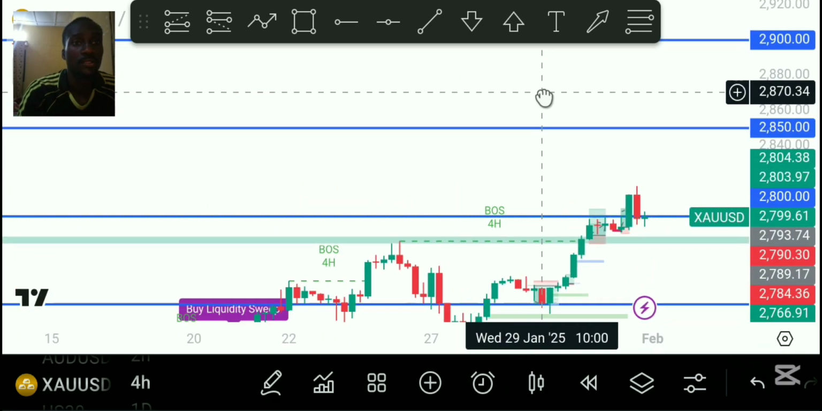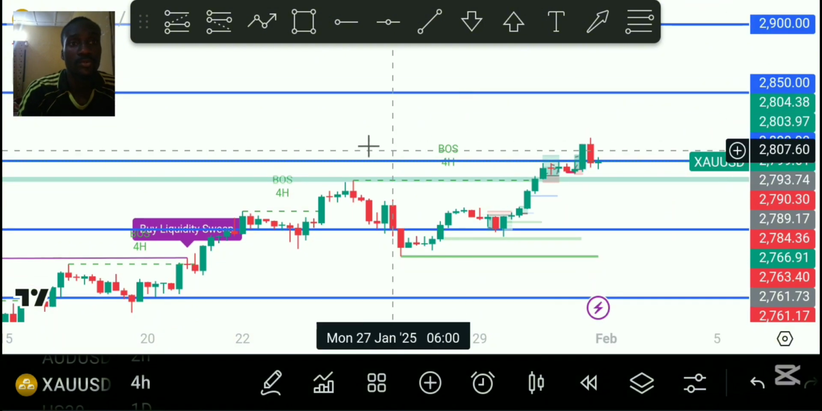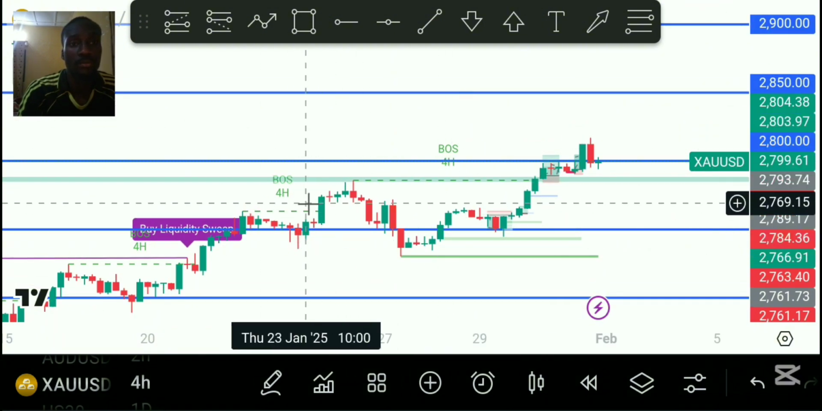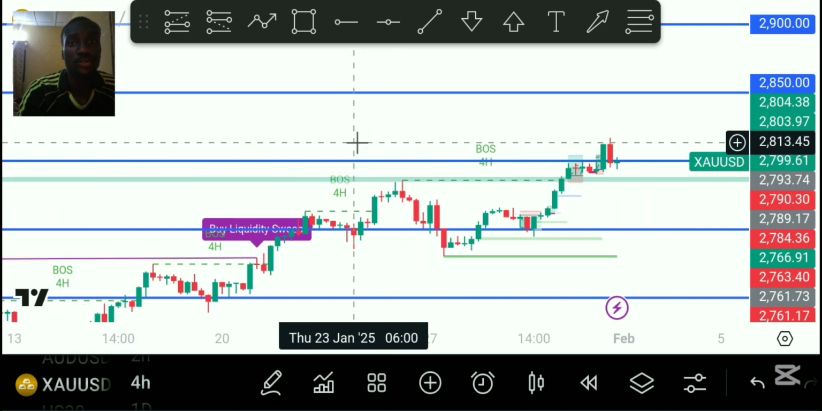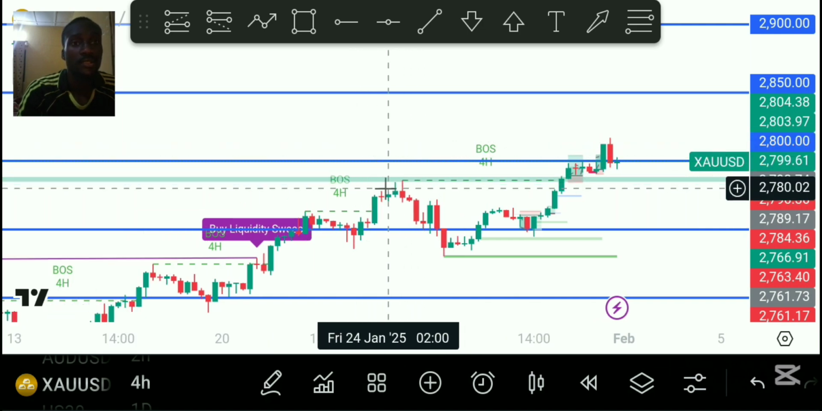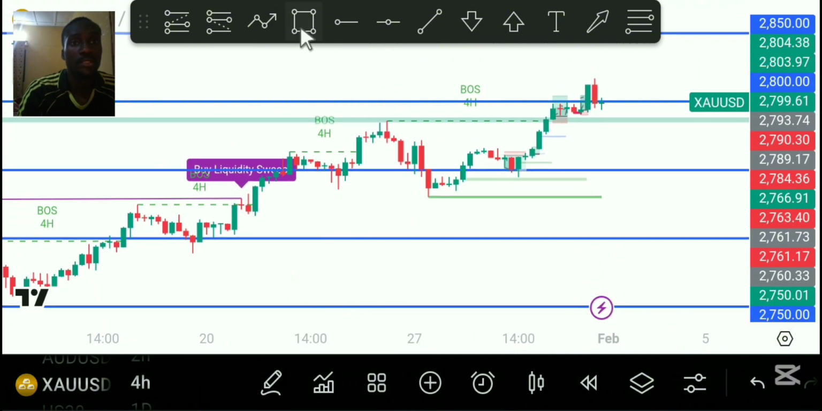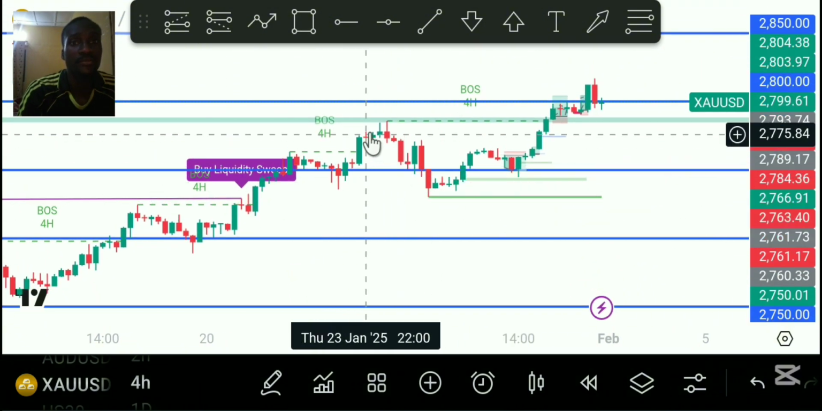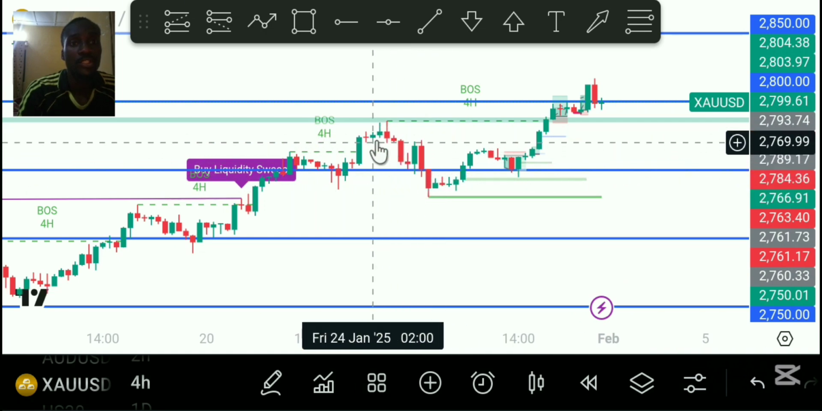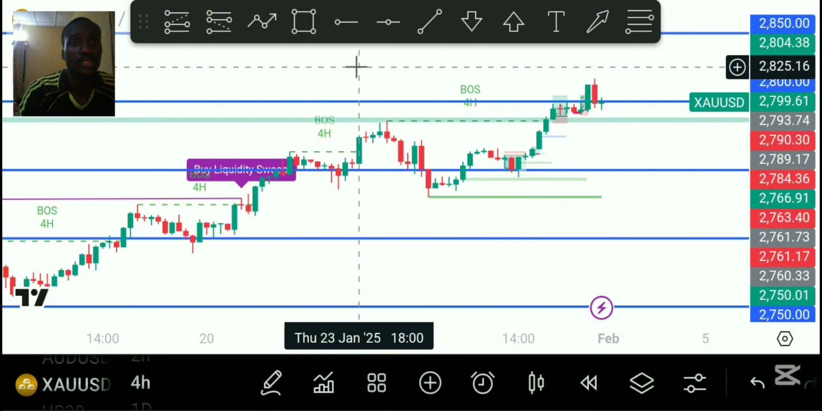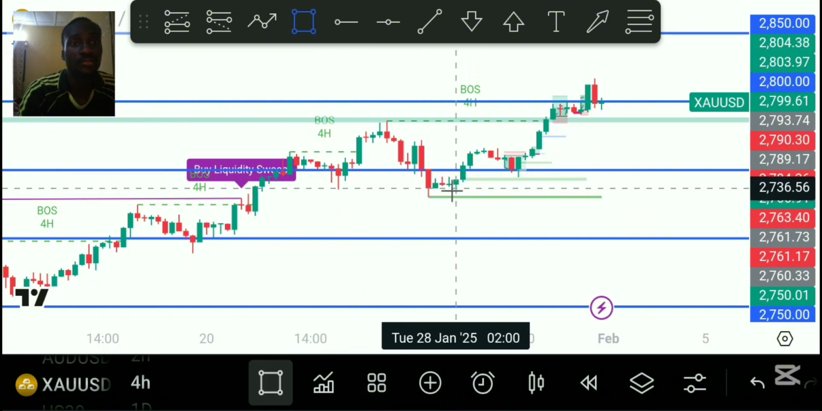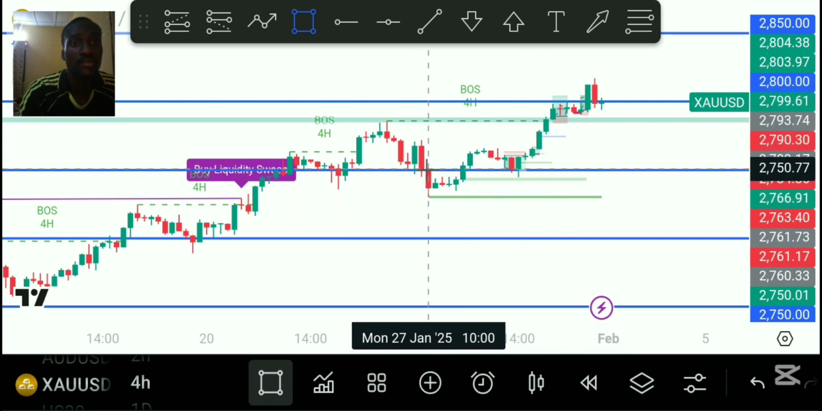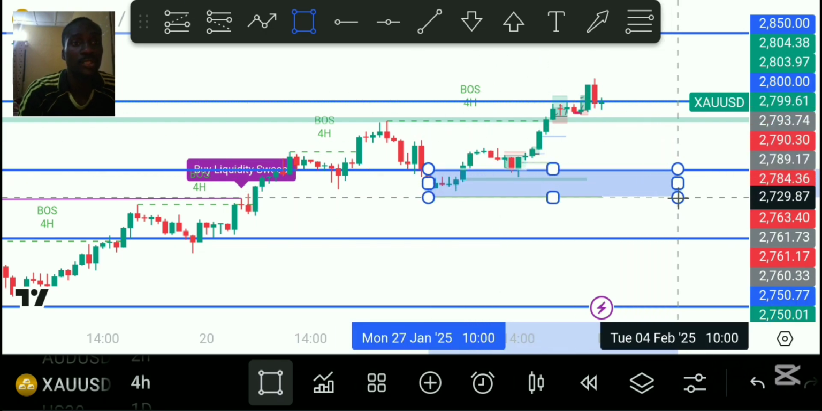Now, there are two types of order blocks. We have bullish order blocks and bearish order blocks. According to the general rules, a bullish order block is the last red candle. If you're having a downtrend, let's say like here, the bullish order block will be the last red candle before the reversal happens. So this will be our bullish order block.